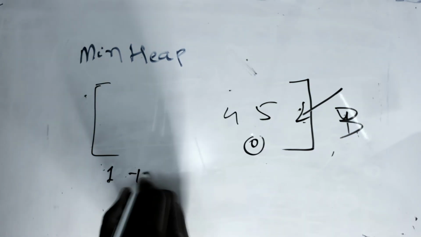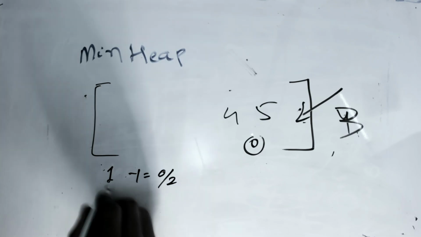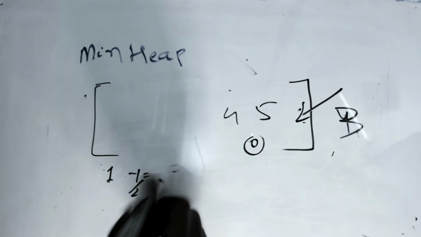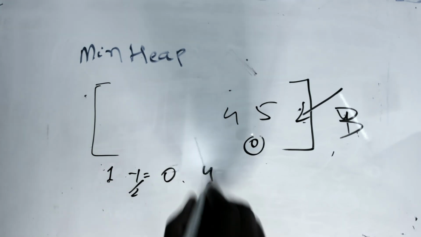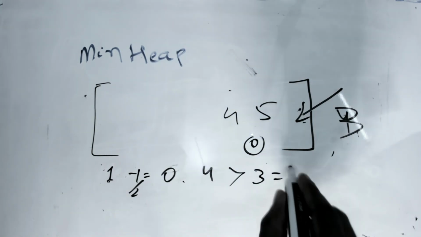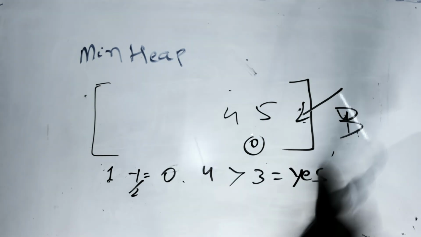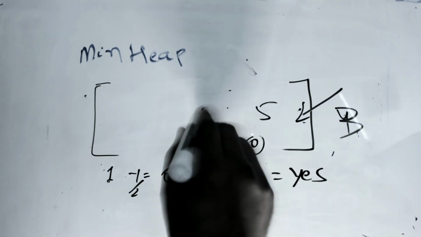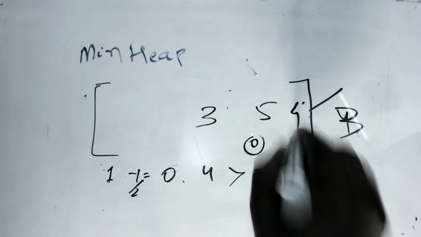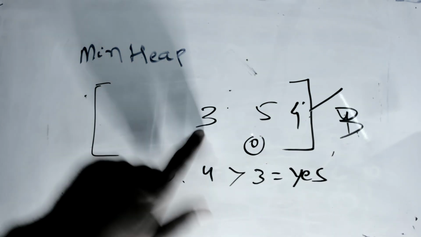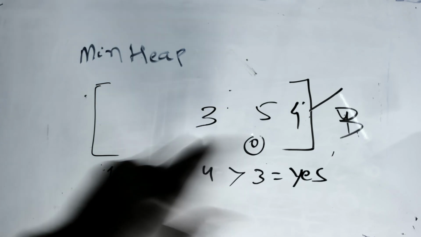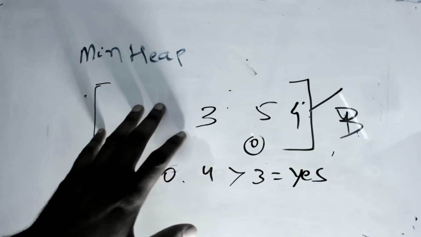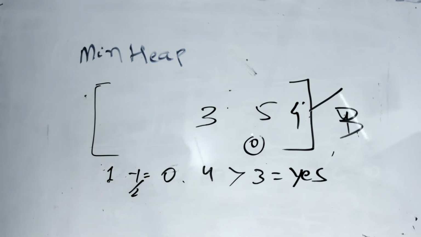So (2 minus 1) by 2, the parent index will become 0. Item at 0 is 4. 4 is greater than 3. Yes. So we have to swap. Then 3 will be at the top and the last item becomes 4. So you see now our minimum is always staying at the top no matter how many items we are inserting, right? So this is how the logic works while inserting.